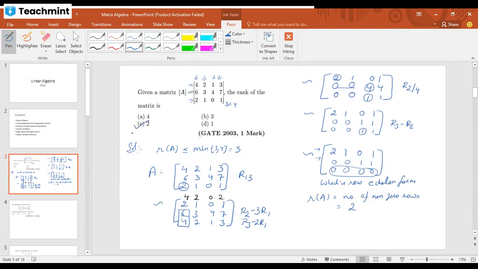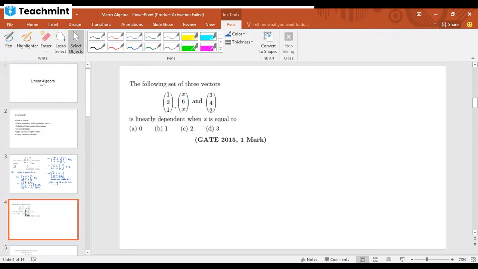So the correct answer is option C. In this case, the rank of the matrix is 2 only. Okay, now let us move to the next question.